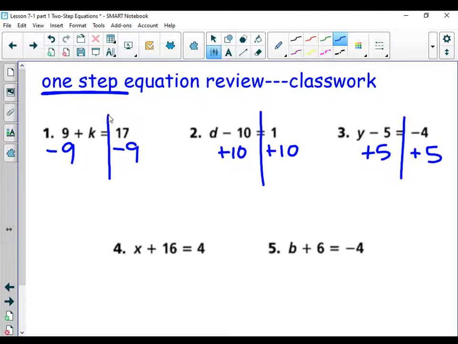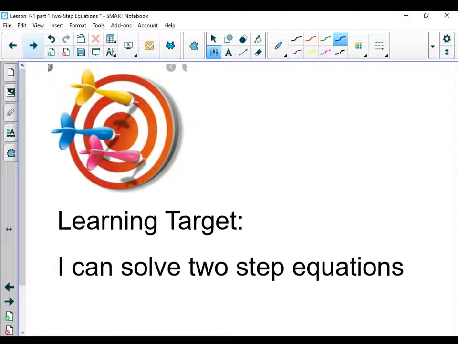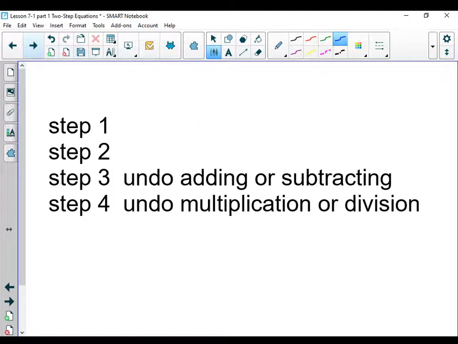So now we are graduating to two-step equations, where we are going to do two things to both sides. And by the end of next week, we will have 4 steps. But you may notice step 1 and step 2 are really small. We don't need them yet. So go ahead and pause and write down step 3 and step 4.